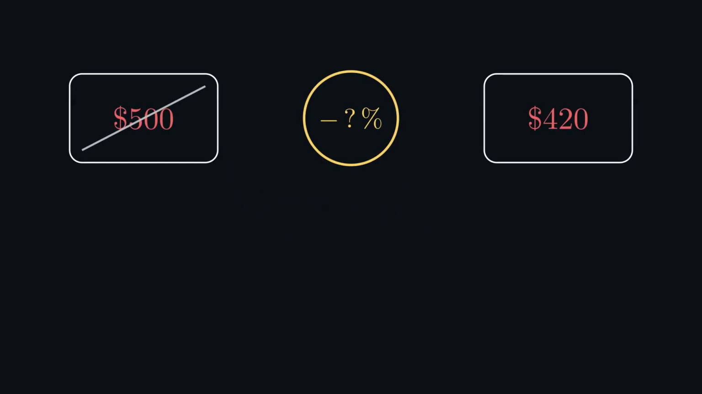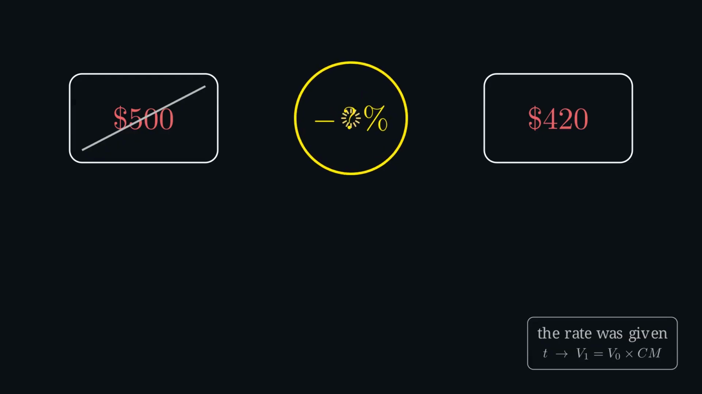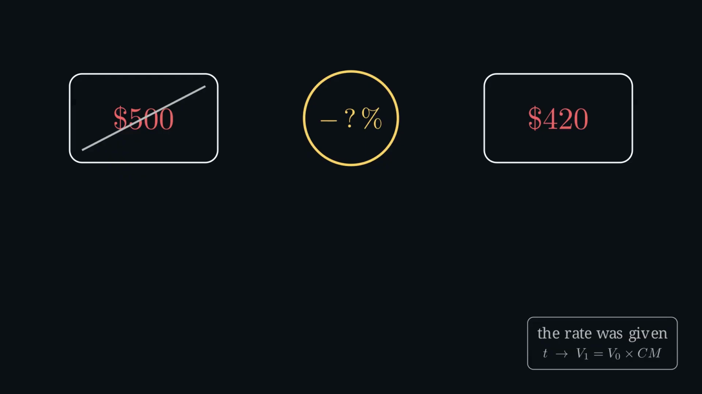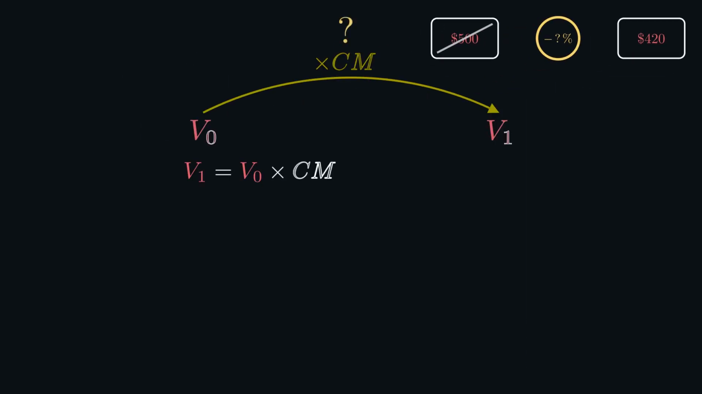$500, now $420. The sales sticker is blank. What percent off? Last time the rate was given, one multiplication gave the new value. Today, it's the reverse. Two values on show, the rate hidden. Let's recover it. Remember the machine, V1 is V0 times Cm.